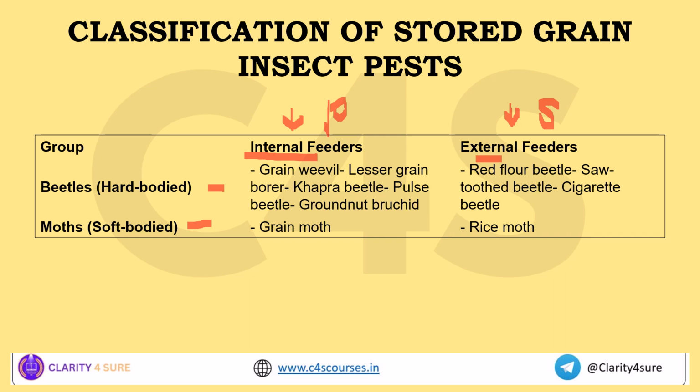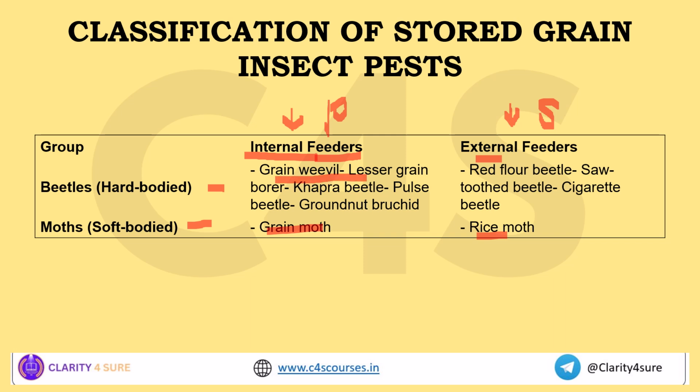Let's see what comes under these feeders. The internal feeders, or hard body beetles, include examples like rice weevil and Khapra beetle, and the soft body includes the moths, which are rice moth and almond moth, or we can say grain moth. So these are the examples. The insects which develop inside the grain kernel are called internal feeders, and the insects which feed on the grain surface or powder are called external feeders. Examples of the internal feeders are rice weevil and lesser grain borer, which we'll be studying in the later slides.